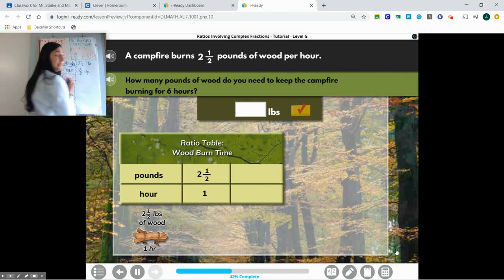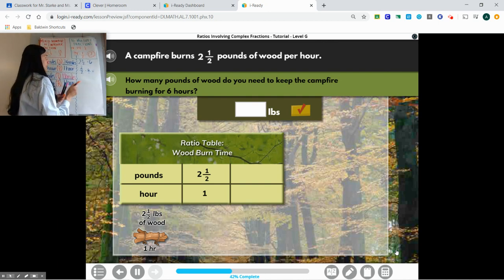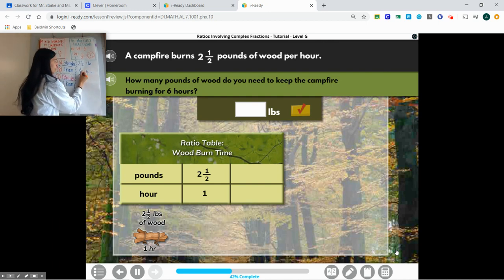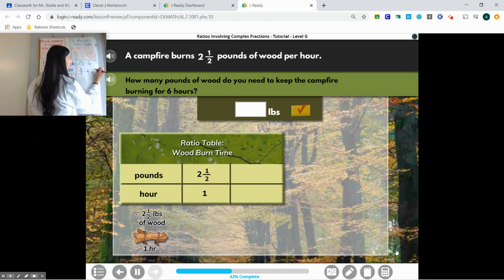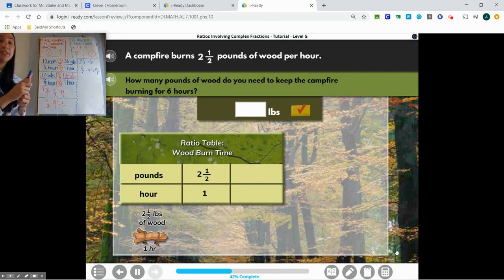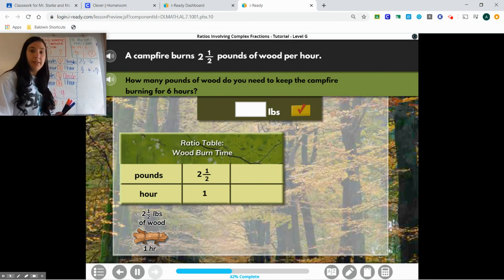And don't forget, we have to put that 6 over 1. Now we're going to multiply. Before we multiply straight across, I like to cross reduce. So I'm going to cross reduce 2 and 6. 2 divided by 2 is 1. 6 divided by 2 is 3. When I multiply straight across, 5 times 3 will give me 15. 1 times 1 will give me 1. So I know that my answer is 15. So it's going to be 15 pounds of wood in 6 hours.